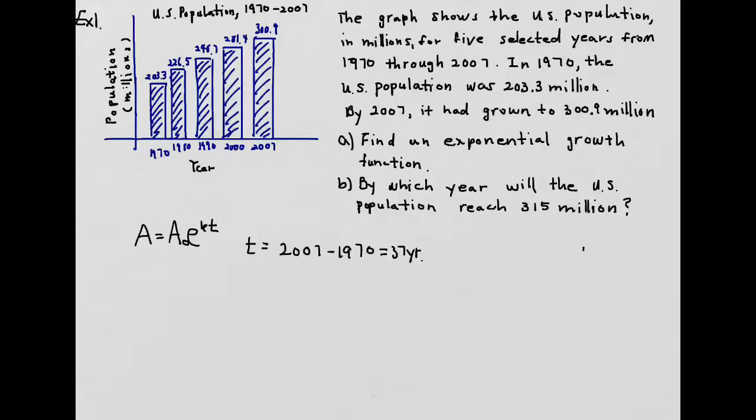And then we know that K is the rate, and we don't know the rate yet. We have data, so we can figure out the rate using the data given. That's what we are trying to figure out. And then we have A, which is after 37 years, your population was 300.9. And then we have A sub 0, which is the starting population for this example, which is 203.3.